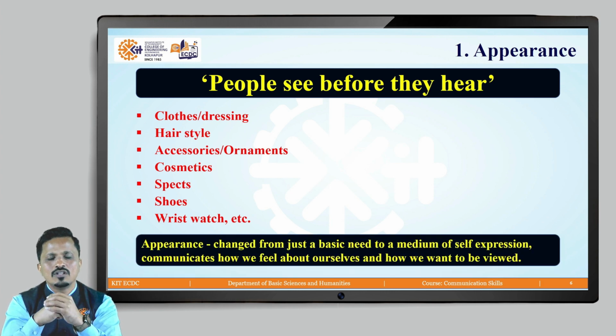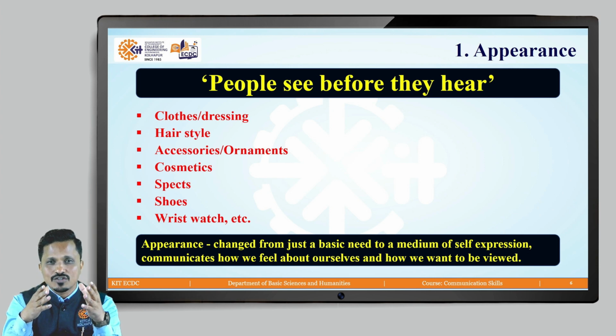Now, one new thing about appearance is that it has changed from just a basic need to a medium of self-expression. It communicates how we feel about ourselves and how we want to be viewed. As we know, we have just three basic needs: getting food, getting shelter and getting clothes. So now appearance, the clothes, has changed from just a basic need. It is not a basic need now, it is a medium of self-expression.